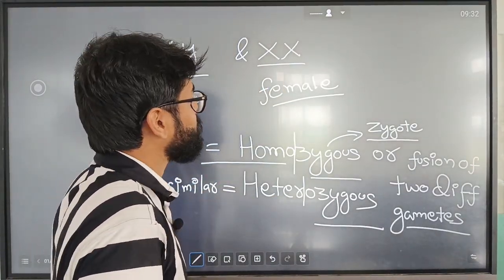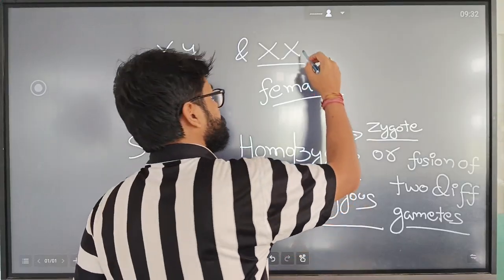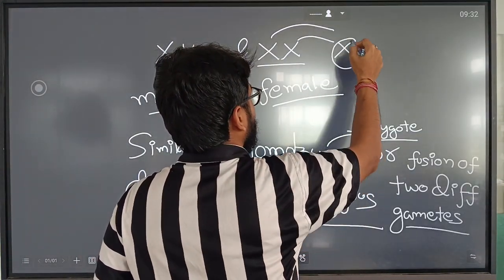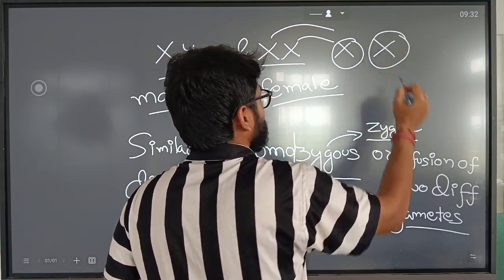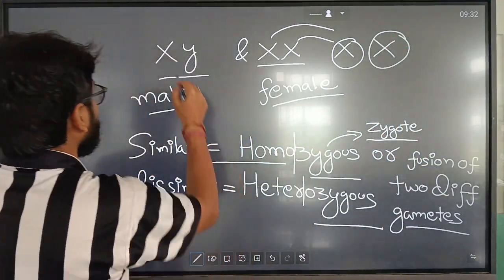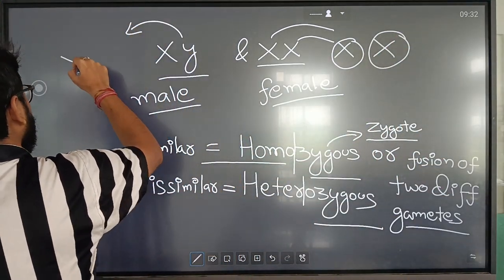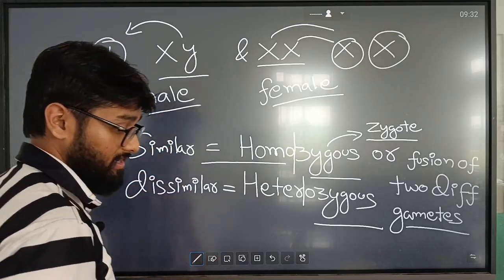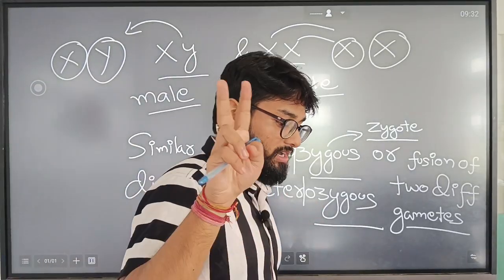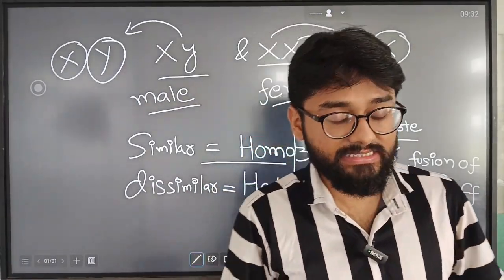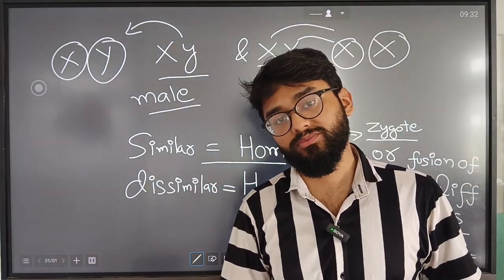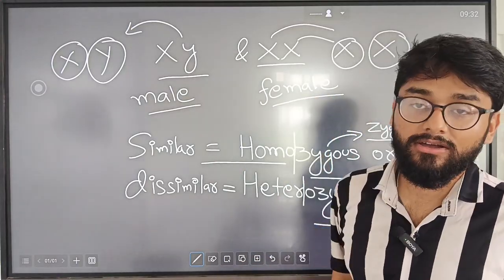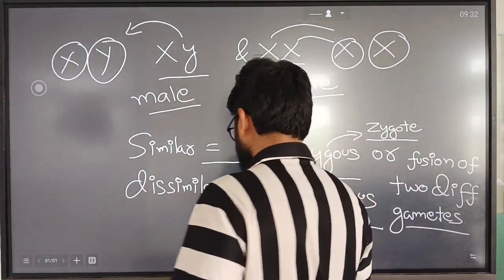Why? Because when it is going to create gametes, it is going to create an X and an X type of gamete. However, when this creates a gamete, it will be X and Y type of gametes. That means you will possess two types of sperms, that is X and Y type of sperms. Hence the reason you are a heterozygous and this is a homozygous.